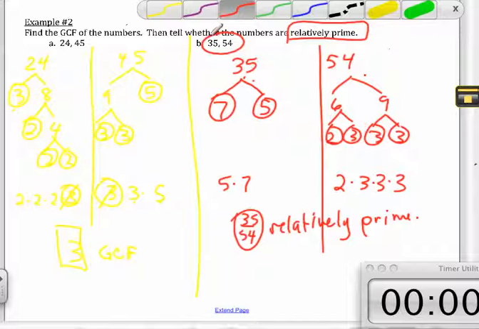Yep, that's it. It said, find the GCF, then tell whether the numbers are relatively prime. These don't have a common factor, so they're relatively prime. Okay? Good job.